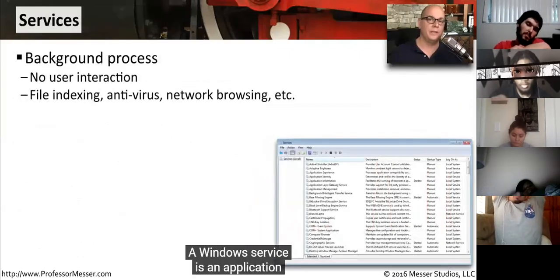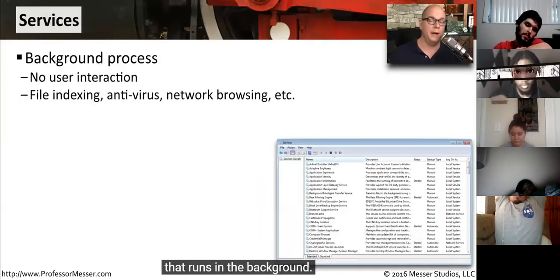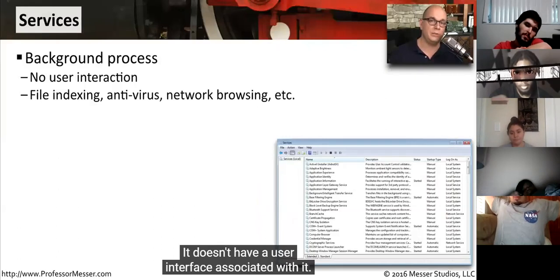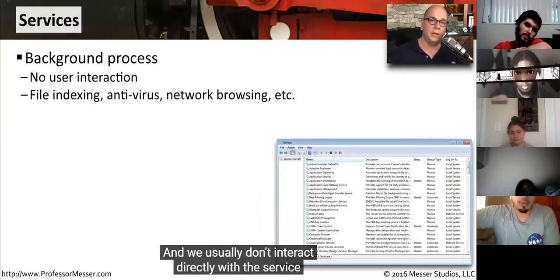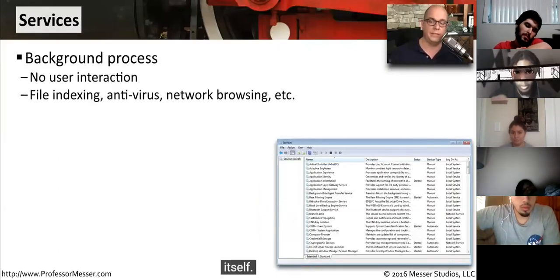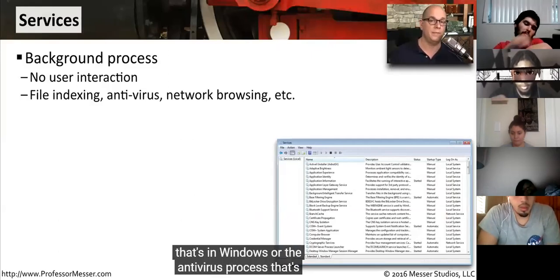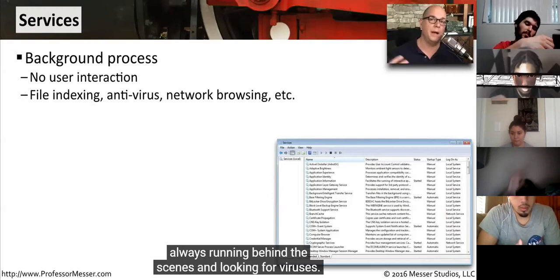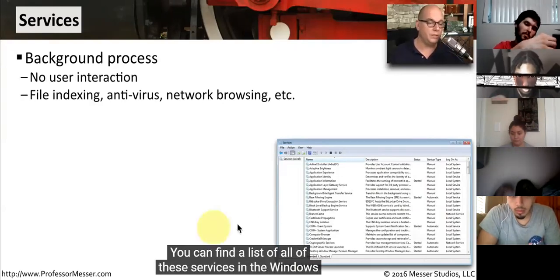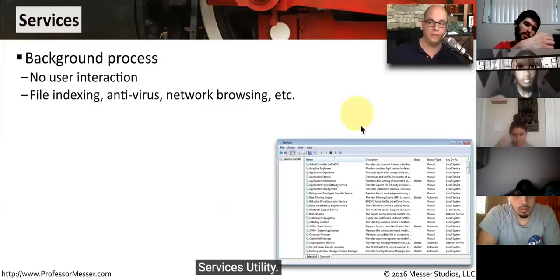A Windows service is an application that runs in the background. It doesn't have a user interface associated with it, and we usually don't interact directly with the service itself. This might be the file indexing service that's in Windows, or the antivirus process that's always running behind the scenes and looking for viruses. You can find a list of all of these services in the Windows Services utility.